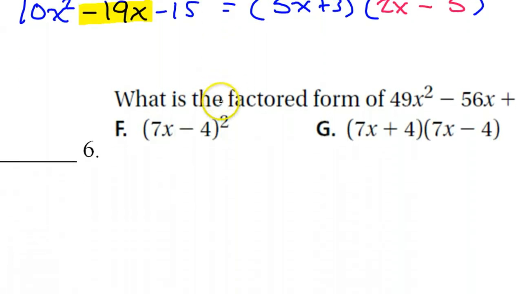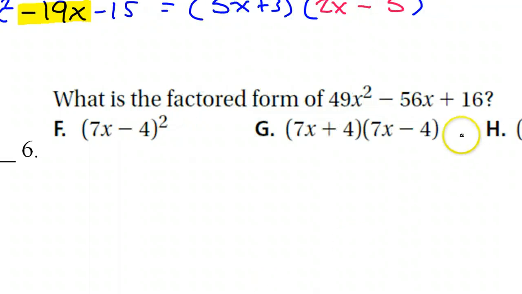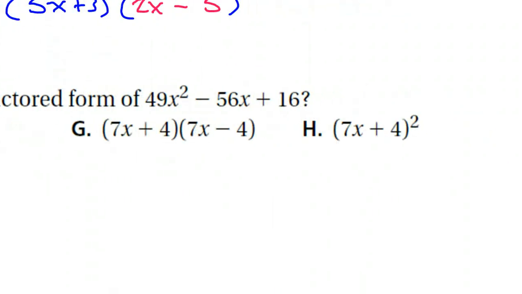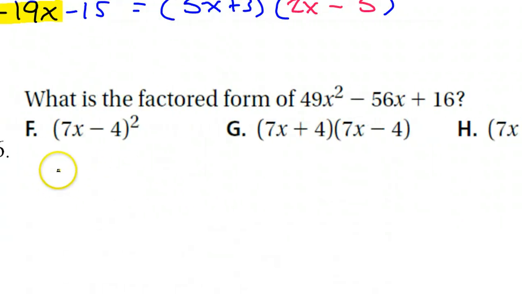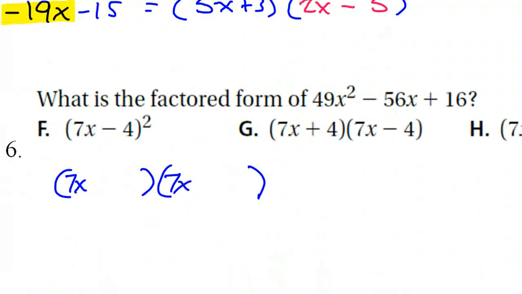Okay, what about number 6? What is the factored form of this? I'm scanning to see if I see any GCF. I don't see one, so I'm just going to go ahead and try to factor it. It helps that I have these answers here. I'm looking at the options, so that makes it a little bit easier because it's multiple choice. Nevertheless, 49x squared can only be 7x times 7x. Well, technically, it could have been 49 and 1, but none of these options have a 49 in it.